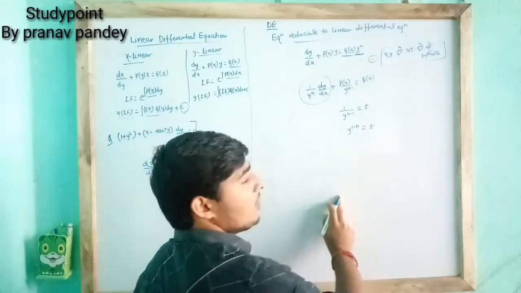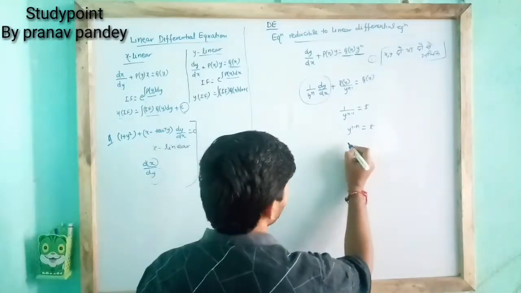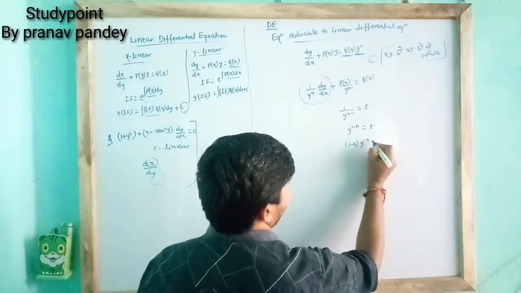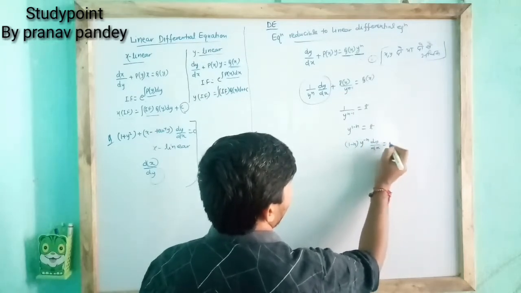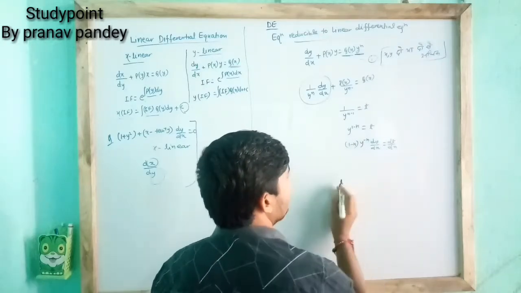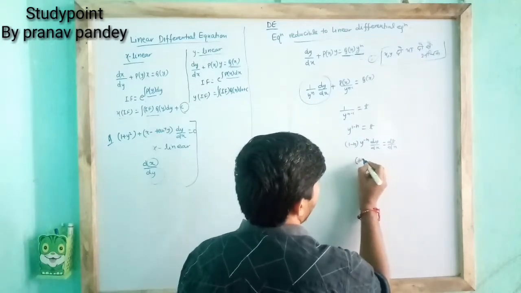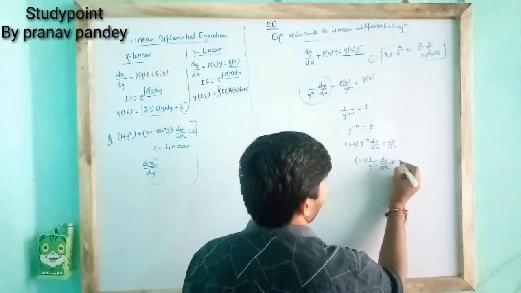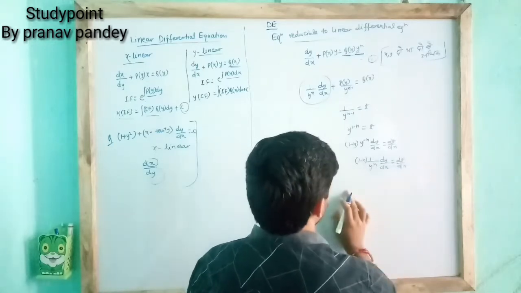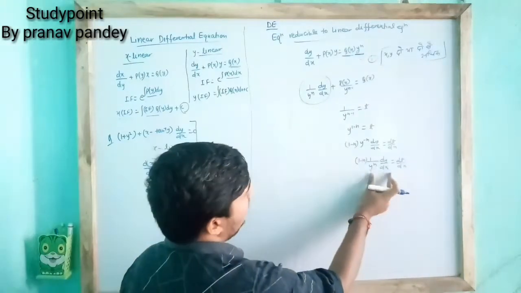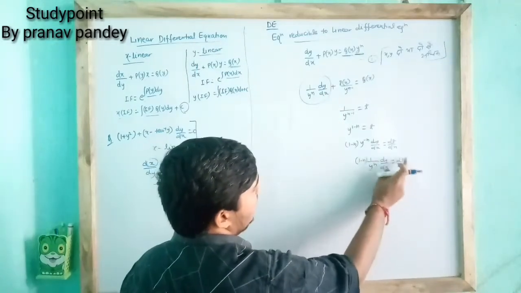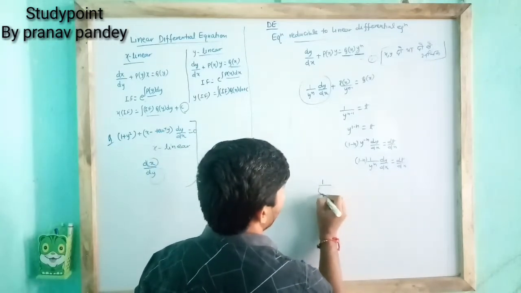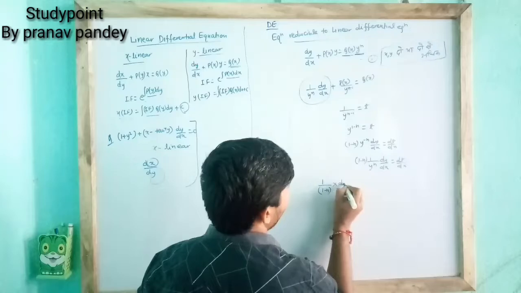Now we will use the formula of differentiation. So what we will get? 1 minus n into y to the power minus n dy by dx is equal to dt by dx. So we can write 1 minus n into 1 by y to the power n dy by dx is equal to dt by dx. So instead of 1 by y to the power n dy by dx, we can write dt by dx into 1 by 1 minus n.